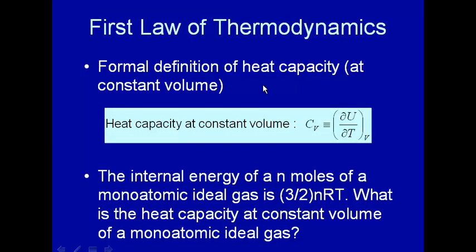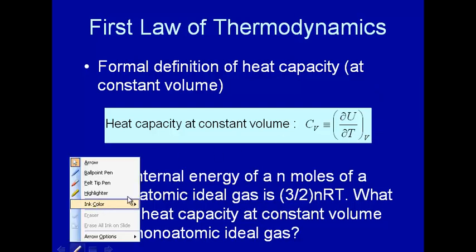The formal definition of heat capacity. Remember in the last part of the lecture, we just threw out that heat capacity had units of joule per Kelvin, sort of at an introductory level. Actually, the formal definition of heat capacity at constant volume is this: CV is how U changes with T at constant volume. Maybe you're not familiar with this notation.